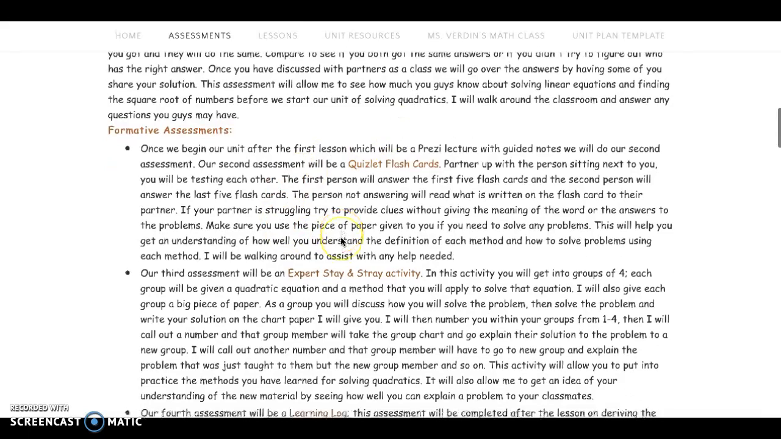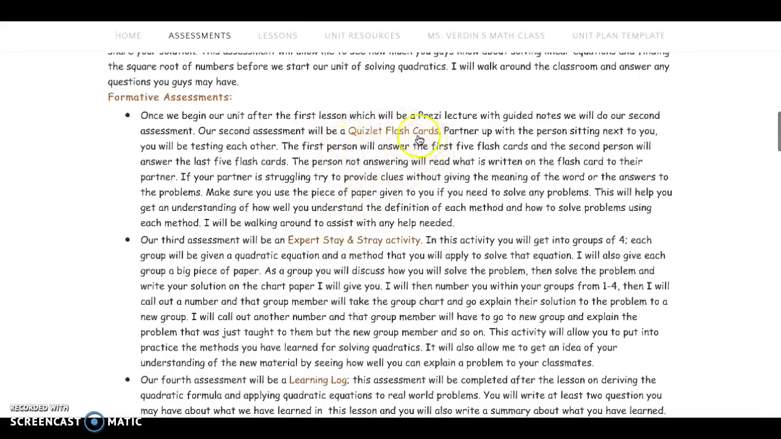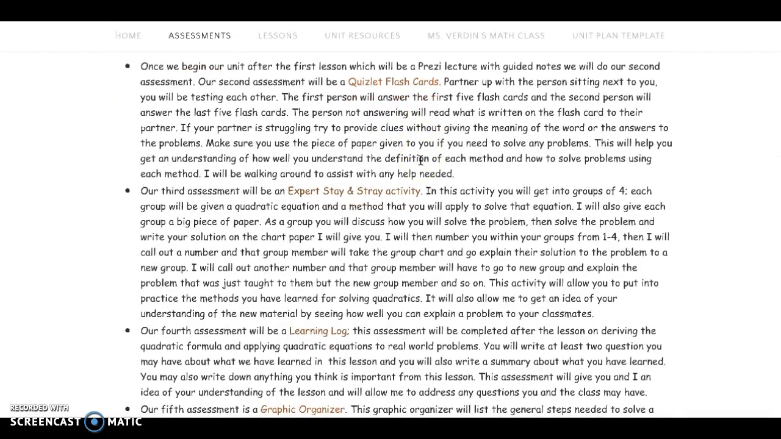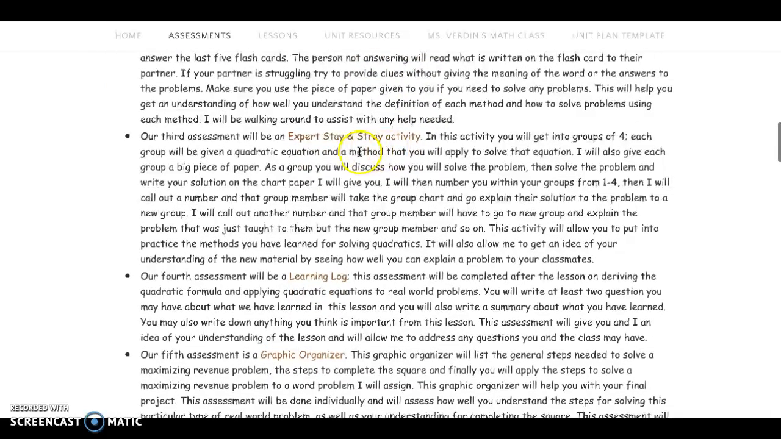We will have four formative assessments. The first one's a Quizlet flashcard assessment, which I will go into further detail below. We have an expert stay and stray activity, which is a group activity in which students will solve a problem together and then explain to their classmates how they solve the problem.